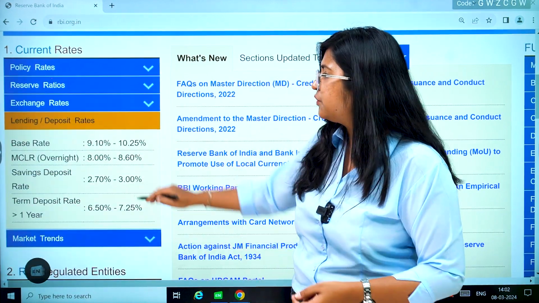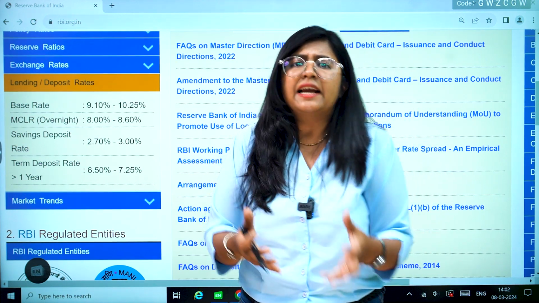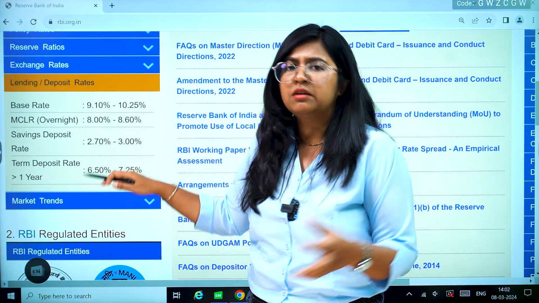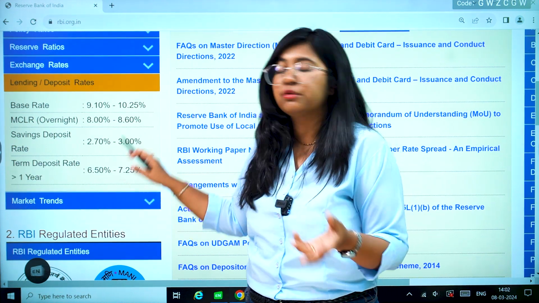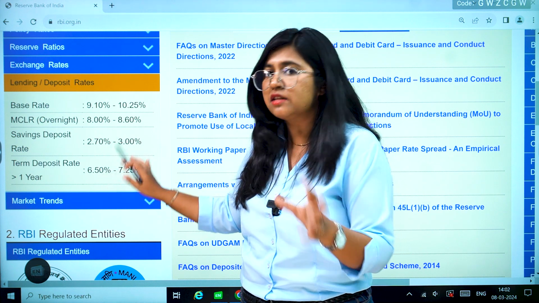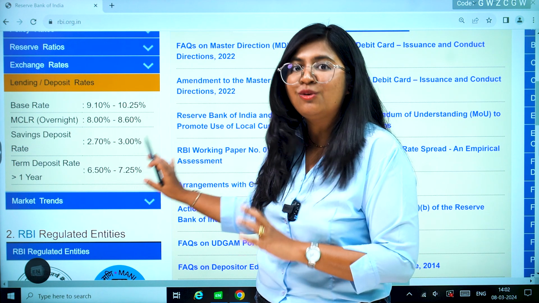Then lending and deposit rates. These are some detailed rates, although you need not completely know about it. It's completely alright if you do not have a detailed view about it, but still you should know that this kind of rate is also existing.